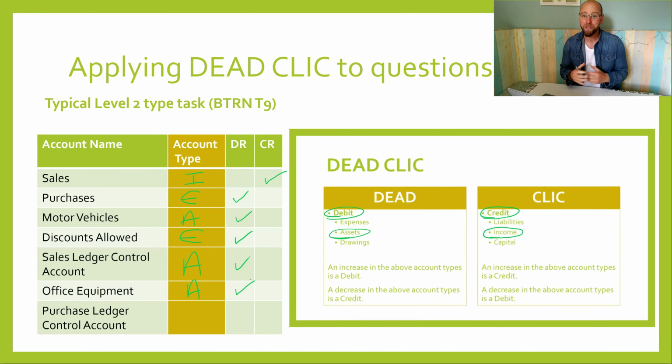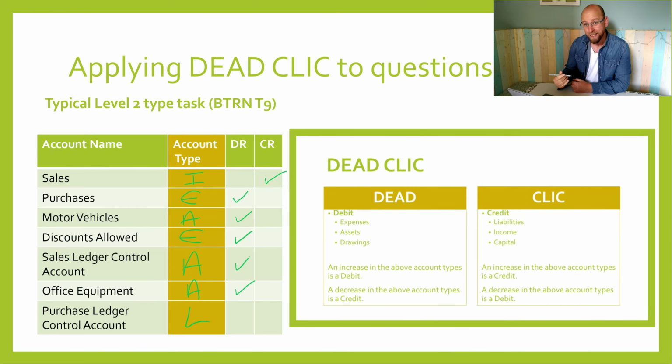So let's take a look at the purchase ledger control account. Now the purchase ledger control account, this is the account where we record all of the outstanding invoices that we owe to our suppliers. Now because we still owe that to our suppliers, anything that a business owes to somebody else is known as a liability. So a purchase ledger control account is a liability. And then when we look at debit/credit, we can see that anything that's a liability is a credit. So we come back to our trial balance and we can tick credit.